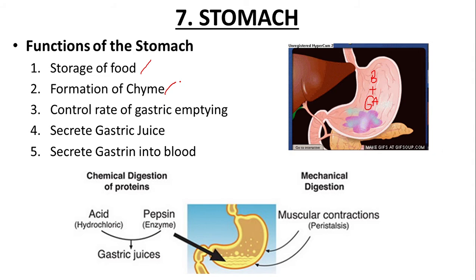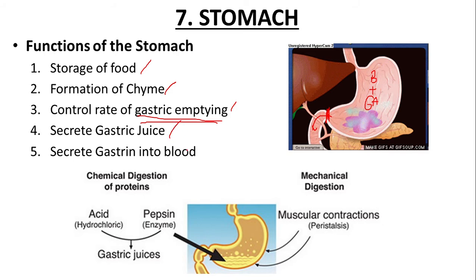Next, control of the rate of gastric emptying. Why is this important? Because if your stomach gives food to your small intestine too fast, then absorption can happen at a lesser rate in the small intestine. So it's important that your stomach slowly gives out the chyme towards your duodenum for ideal or maximum absorption in the small intestine. Again, it's important to control the rate of gastric emptying.